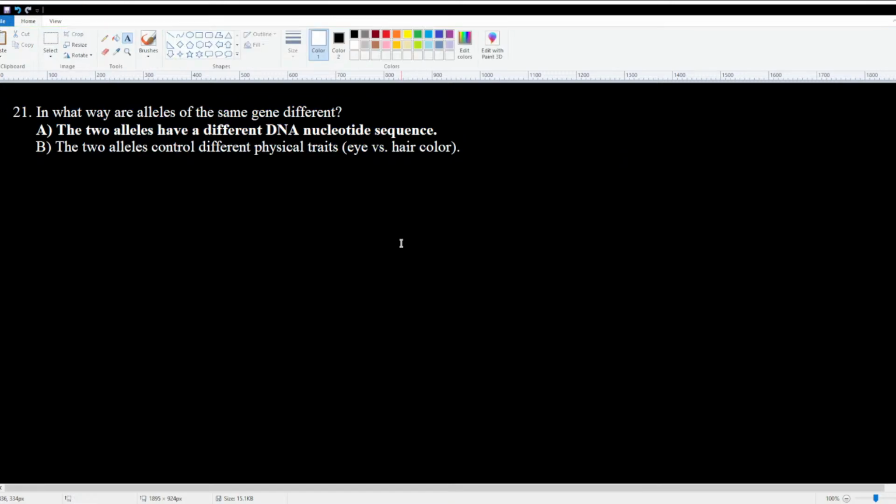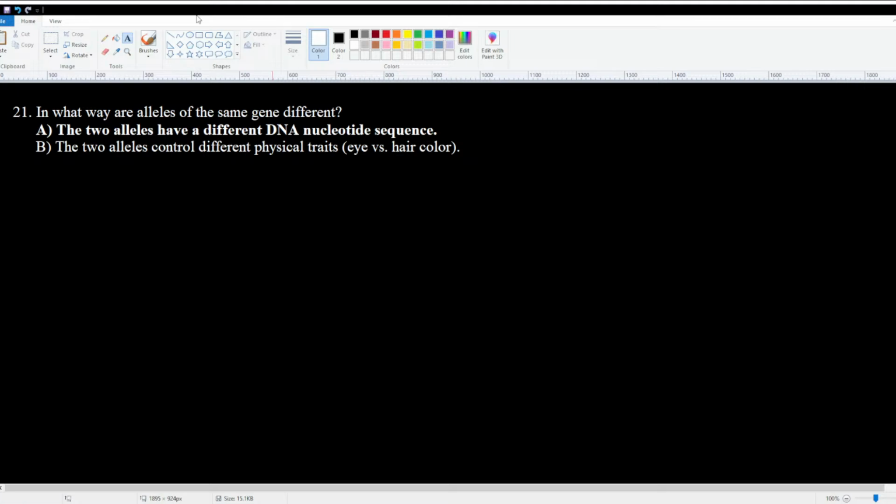So number 21 is asking, in what ways are alleles of the same gene different? A, the two alleles have different DNA nucleotide sequences, or B, the two alleles control different physical traits, like hair versus eye color.